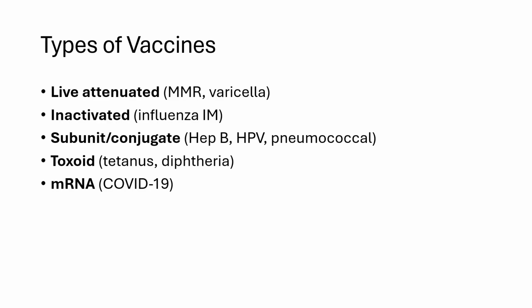Toxoid vaccines are made from inactivated bacterial toxins, not the whole bacteria. They just train the body to fight the toxin, not the organism. So for example, tetanus and diphtheria. And then mRNA vaccines contain genetic instructions, which is the mRNA, that teach your cells to make a harmless piece of the virus, like a spike protein, to trigger immunity. So for example, COVID-19. The big thing to remember is it does not alter your DNA, but rather triggers immunity.